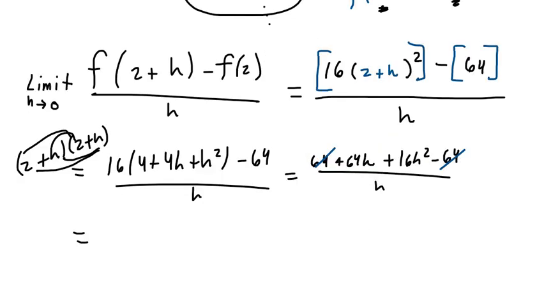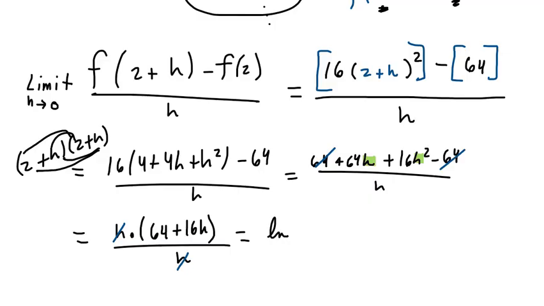If we factor out an h from the top, h times 64 plus 16h, all over h. And now because we're dividing and multiplying, h times something divided by h, that's the moment when we get to divide these out. Because h over h is just 1, those go away. And so now here's the concept. We're going to put this limit back on.